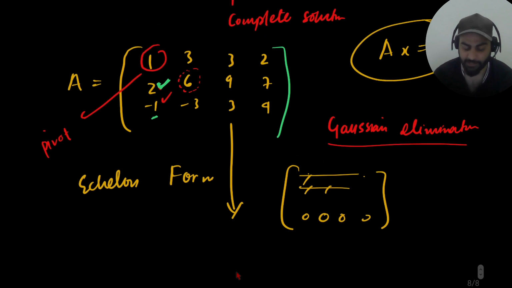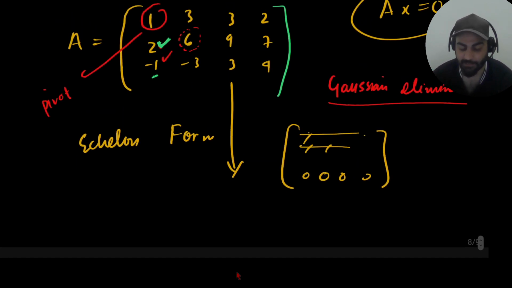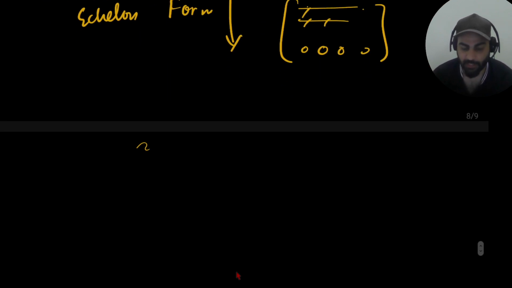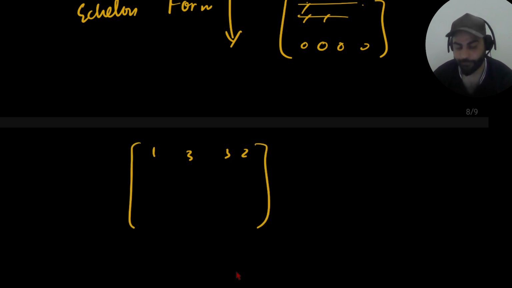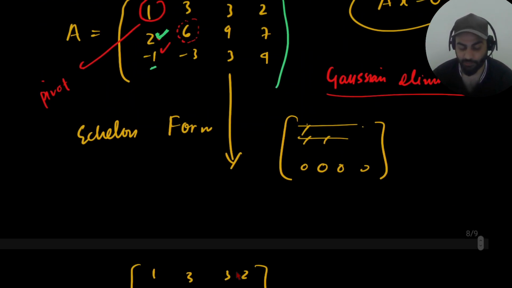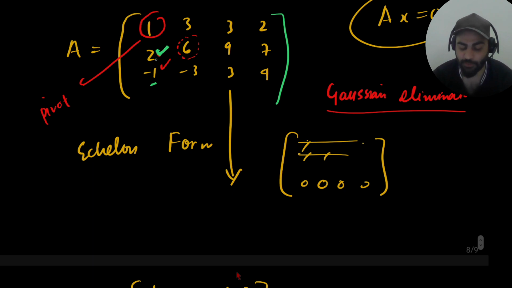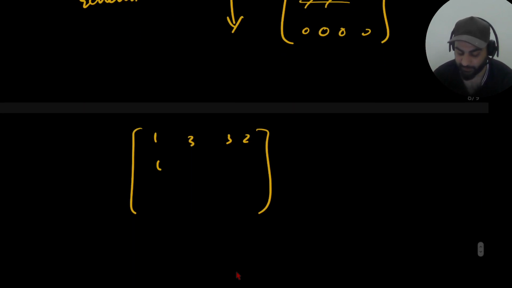So now I'll solve it. I'll get the first row as it is, 1 3 3 2. The second row will change. Multiplying the first row by 2 and subtracting, this will be 0, this will be 0 again, this will be 6 minus 9, which is 3, and 4 minus 7, which is 3. So 0 0 3 3.